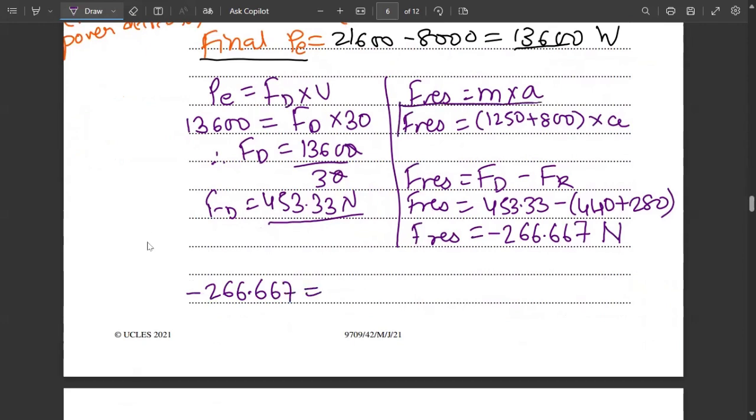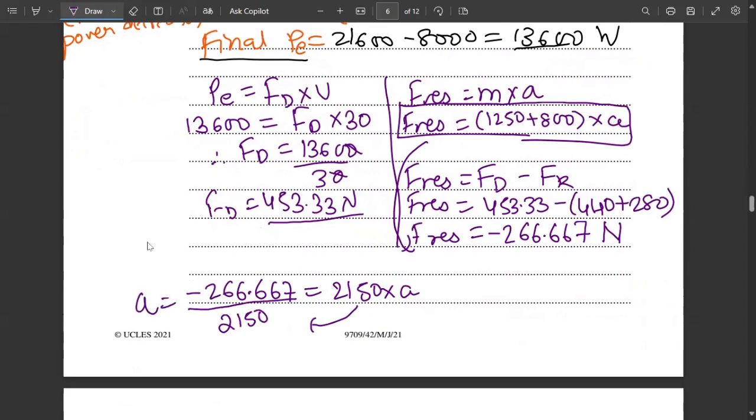If I input it in this, I have already put F resultant as minus 266.667 is equal to 1250 plus 800, which will give me 2150 into A. Now this will go down, which will become upon 2150. So A is equal to minus 266.667 upon 2150. And so the answer is, if I put this in the calculator, the acceleration is minus 0.125.